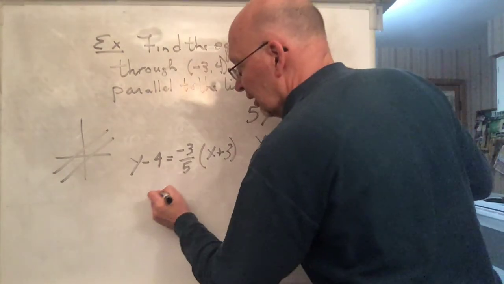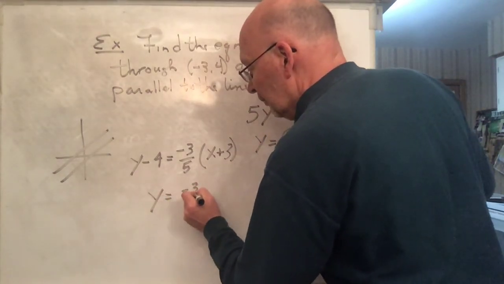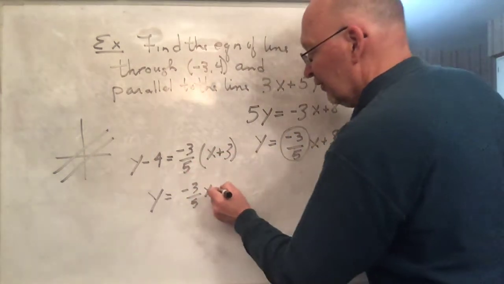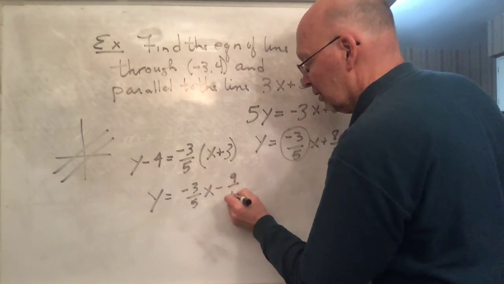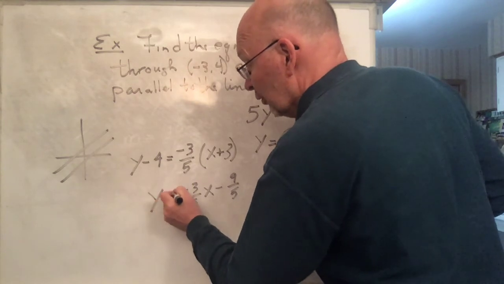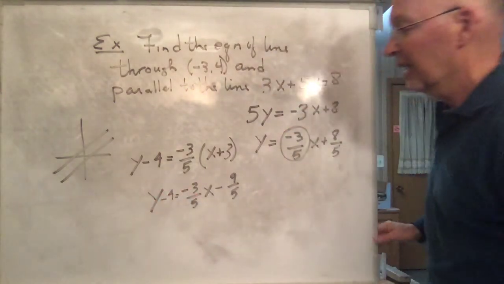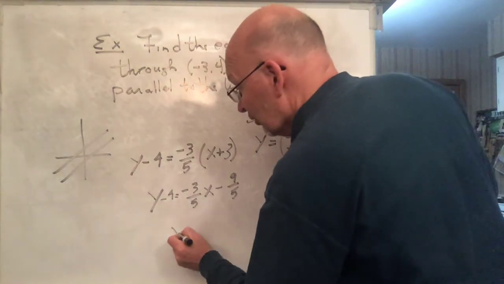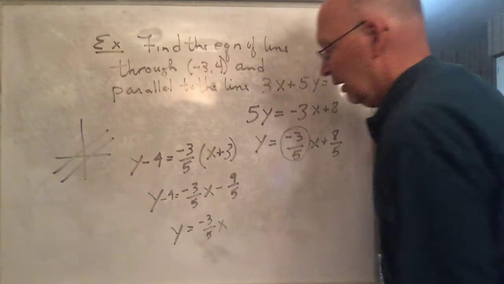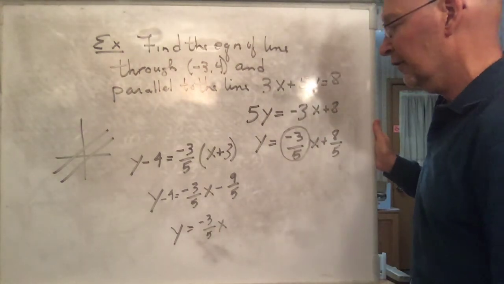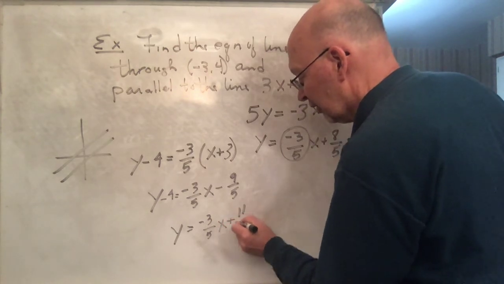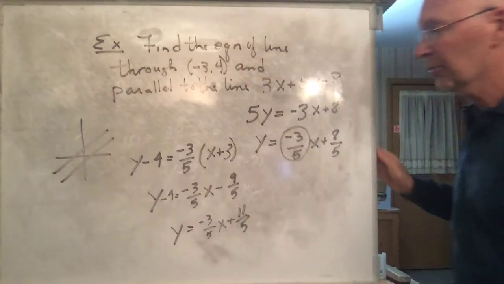If you want to, you can solve it for y again. That's going to be, what, -9/5? And I keep forgetting my constant over here. And now I add 4 to both sides. So it's going to be y is equal to -3/5 x. 4 is the same as 20/5. 20/5 minus 9/5 is going to be plus 11/5. So there you go.